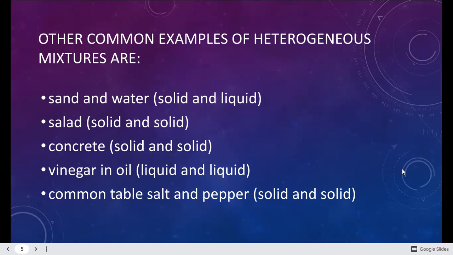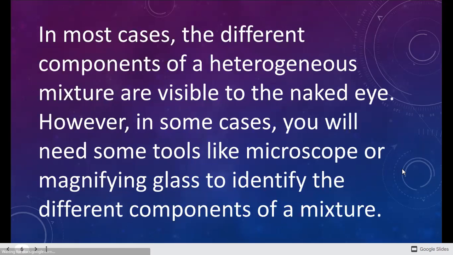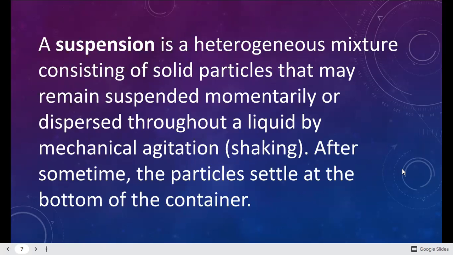Do you have any questions so far with heterogeneous mixtures? Okay, let's move forward. In most cases, the different components of a heterogeneous mixture are visible to the naked eye. However, in some cases, you will need tools like a microscope or a magnifying glass to identify the different components. Some of them are microscopic. It may appear a homogeneous mixture, but under the microscope you can observe them, so they are heterogeneous mixtures.